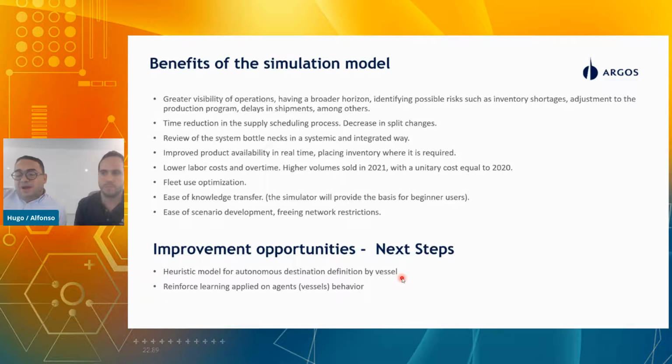We are now working on this. The idea is to work in one kind of automatic model, so that both vessels can define the optimal next destination. The other improvement includes reinforcement learning applied to those agents, which are the vessels, to improve the behavior. We can even combine both ideas, and that is our next target in this process.